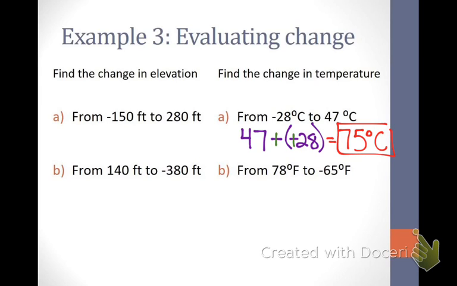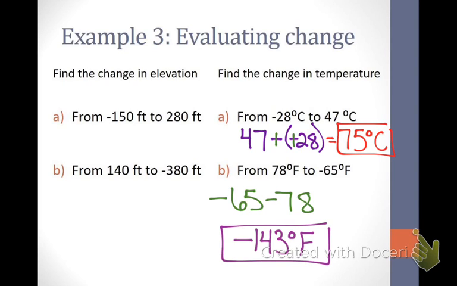All right, I want you to try the second one. Okay, so new, negative 65, minus original. Well, same sign or different? Same, so I add and keep. All right, so what's it going to be? Negative 143 degrees Fahrenheit. Is your answer practical? Yes. How do you know? Because 78 is going down. Because I went from 78 down to negative 65 degrees Fahrenheit, so I did have a temperature drop of negative 143 degrees.